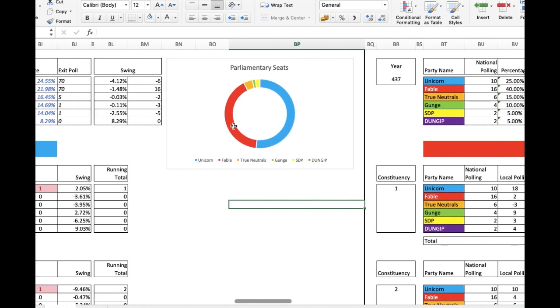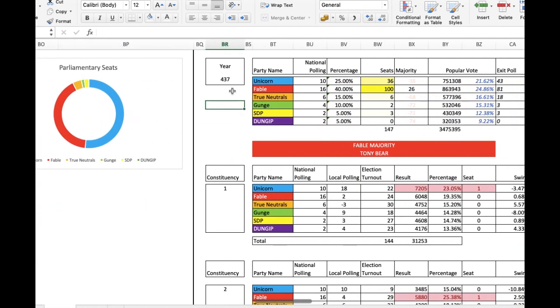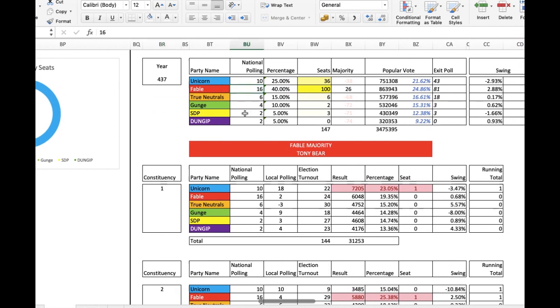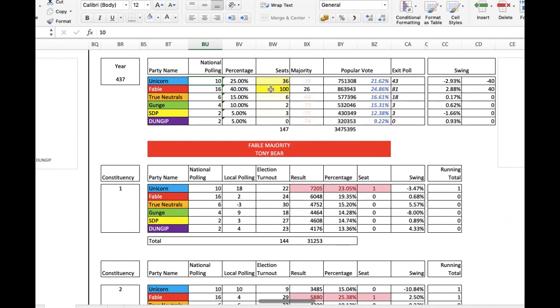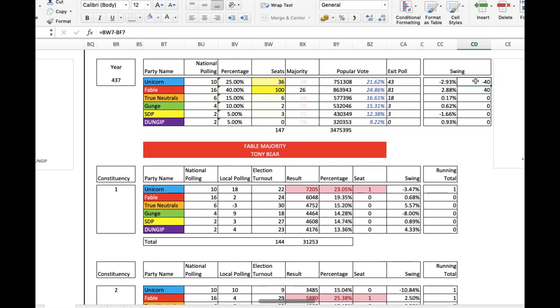So let's move on to year 437, where we saw a massive swing towards the Fable Party in the national polling, where they went up to 16 to Unicorn's 10. And in this case, Fable ended up winning 100 seats, gaining a majority of 26. That is a gain of 40 seats and a loss of 40 seats for the Unicorn Party. The only seats that seem to change hands there. This was a massive victory for Fable, obviously.